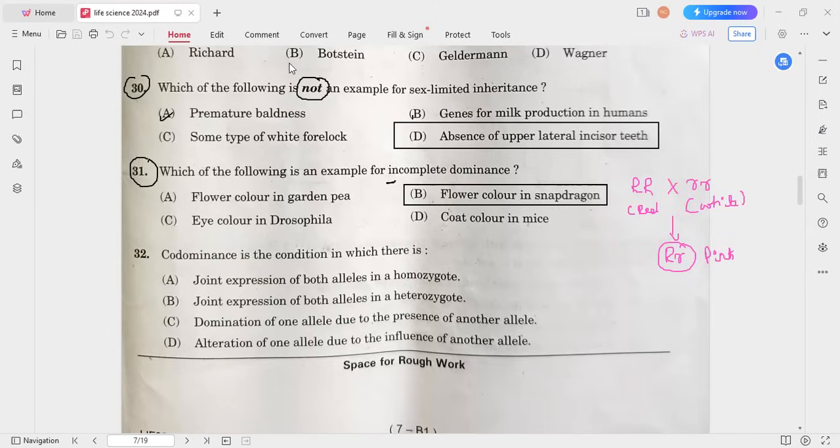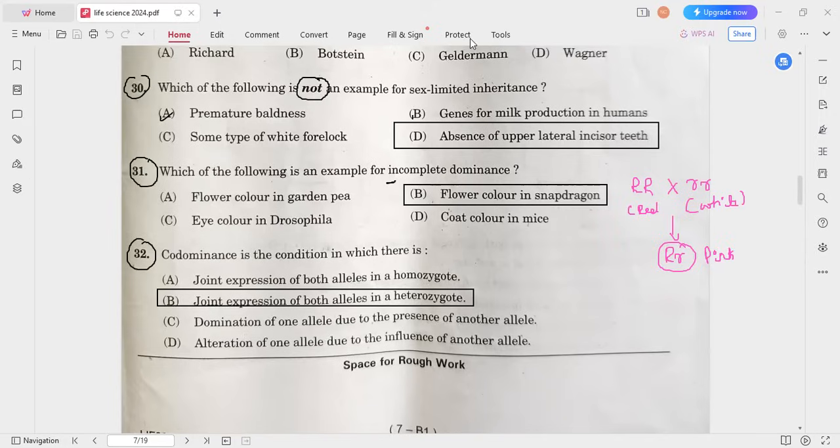Okay, question number 32. Codominance is the condition in which there is joint expression of both alleles in a homozygote? No. Joint expression of both alleles in a heterozygote. Correct. Option B, that is joint expression of both alleles in a heterozygote, is the correct answer. Dominance of one allele due to presence of another allele, no. Alteration, no. So option B is the correct answer for question number 32.